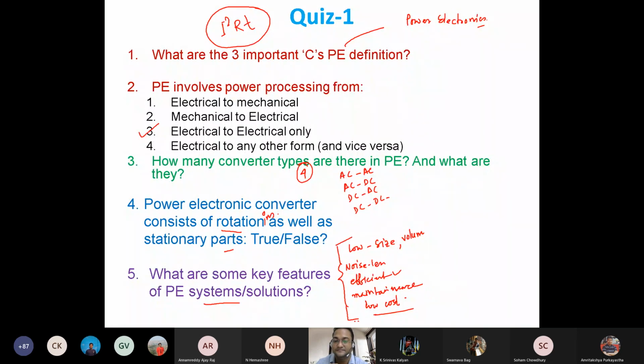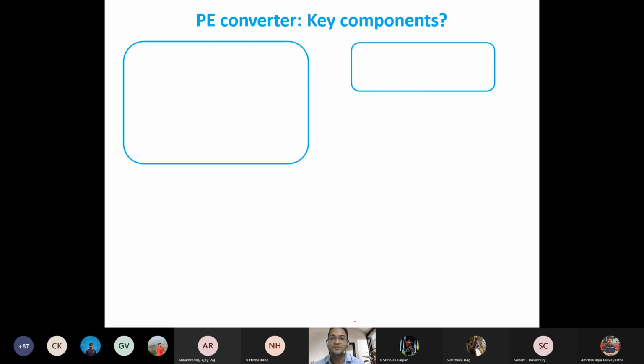Okay, good. So let me go to the next. We understood there are four types of power electronic converter, and in general, if I ask you what are the main components inside a power electronic converter? Eventually, in a power electronic system, there will be a DC source or AC source somewhere at the input. The same thing maybe at the output. Maybe you want an AC or DC output. But in between, what is there? That is our power electronic solution.